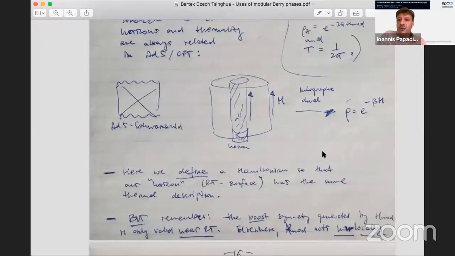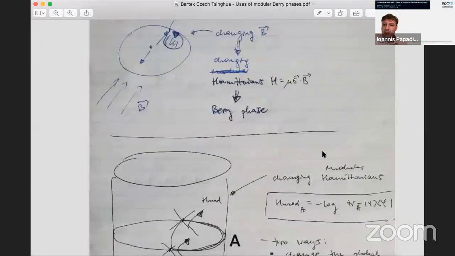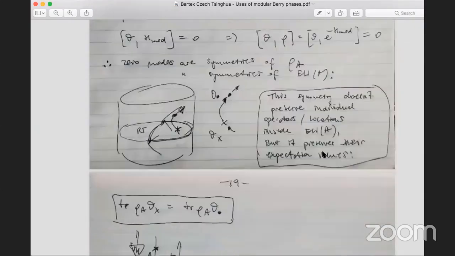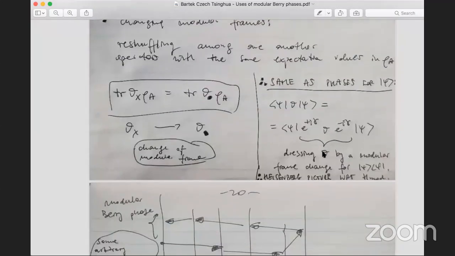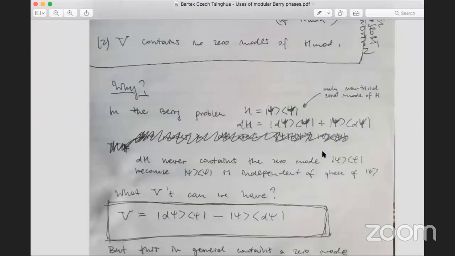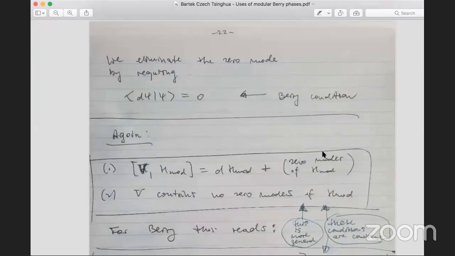Any other questions? I have one question. Previously, you emphasized the projection to the code subspace. So in this construction, how is such a concept implemented?